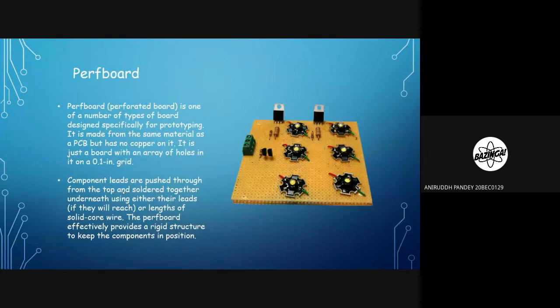Now a perf board simply has an array of holes in it in a 0.1 inch grid, and it is usually used for prototyping. On these boards, all the components are soldered underneath the structure. As you can see over here, for prototyping, all these boards are used.